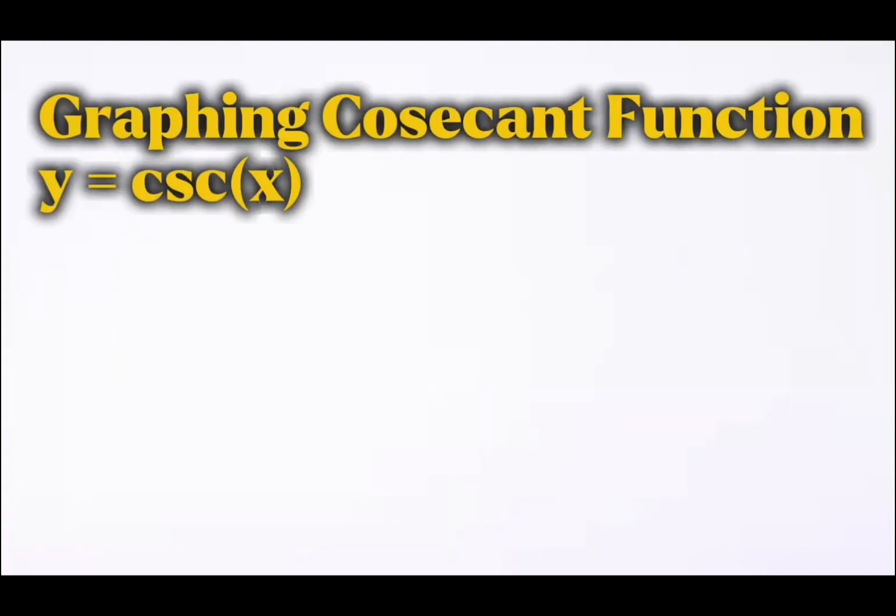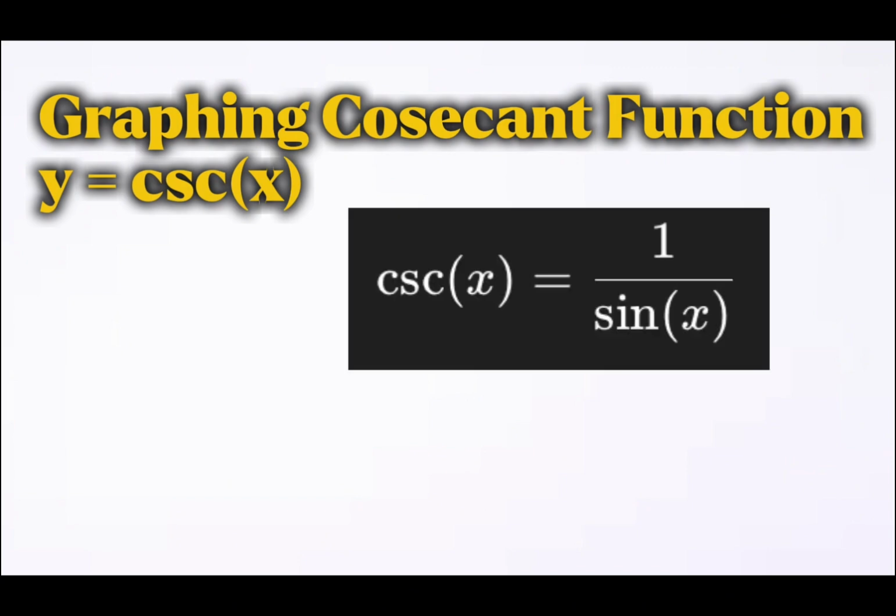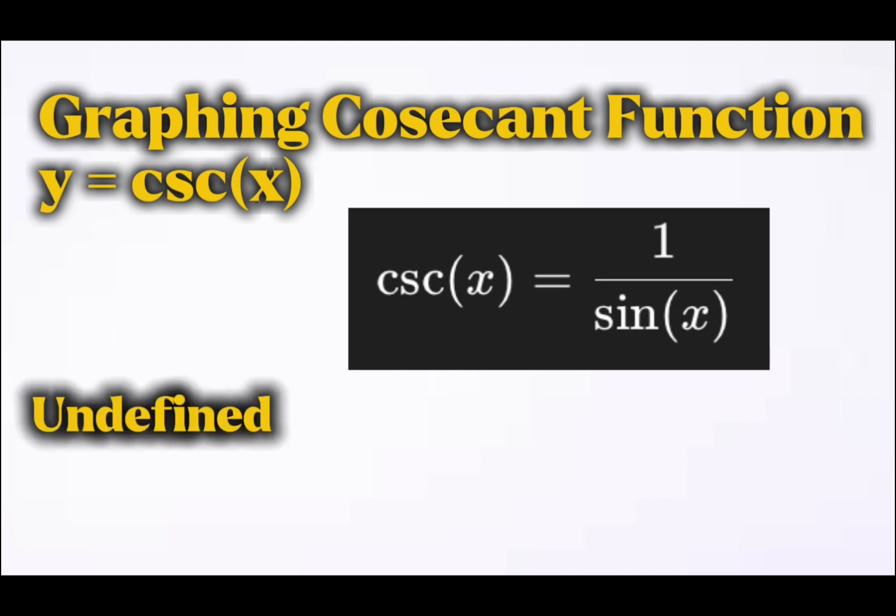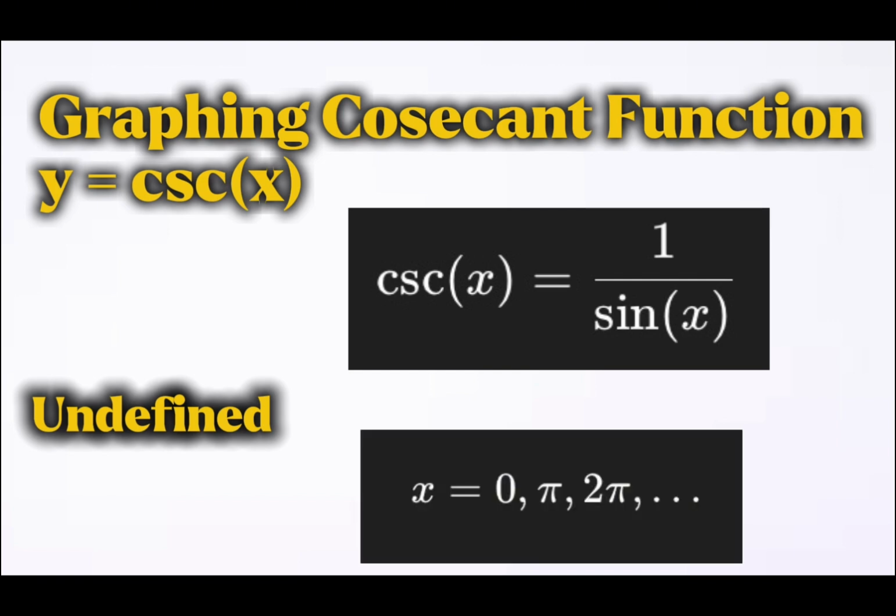Let's move on to graphing the cosecant function. y is equal to cosecant x. Cosecant is the reciprocal of sine. Cosecant x is equal to 1 over sine x. Since division by 0 is undefined, the graph of y equals cosecant x will have a vertical asymptote wherever sine x is equal to 0. This happens at x equal to 0, pi, 2 pi, and so on.